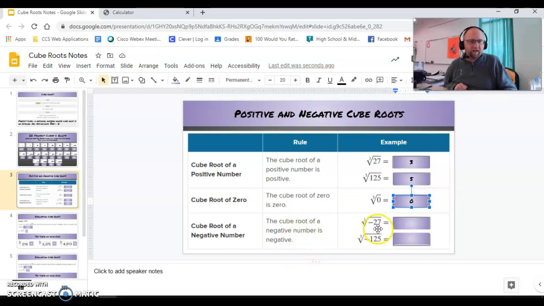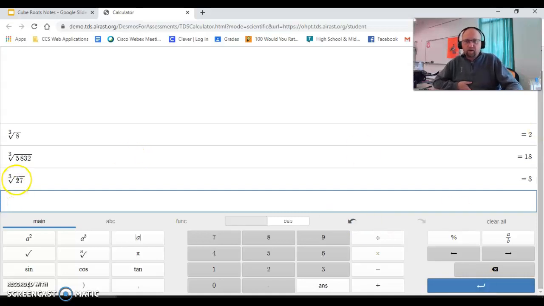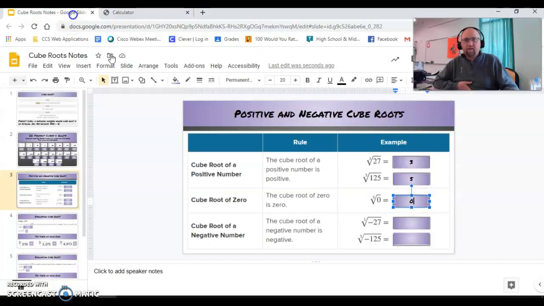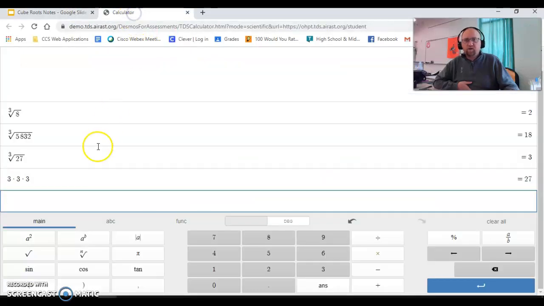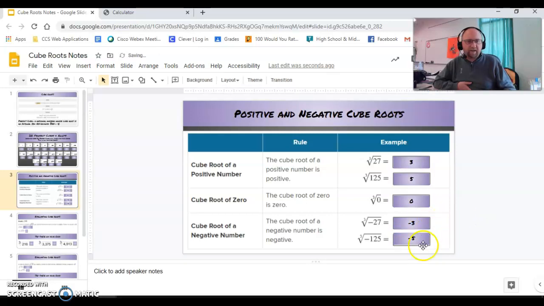Anytime you're taking a cube root of a negative number, your answer will be negative. If you think of it this way, when you're taking the cube root, you're looking for what number multiplies by itself 3 times to give you this answer. Well, 3 times 3 times 3 is 27. But here, I'm asked for the cube root of negative 27. So it would be negative 3 times negative 3 times negative 3 gives me negative 27.